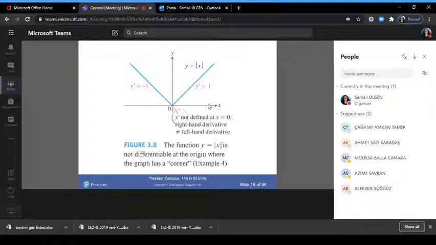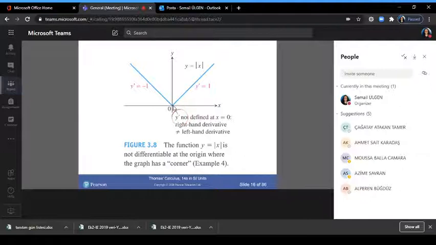The problem here is what happens at 0. At 0, the derivative does not exist. The reason is, if you look to the right of 0, the derivative becomes 1. If you look to the left of 0, the derivative becomes -1. They don't agree, to the left or to the right. So there's no way at 0 we are going to have a derivative. Because of that, it doesn't exist.